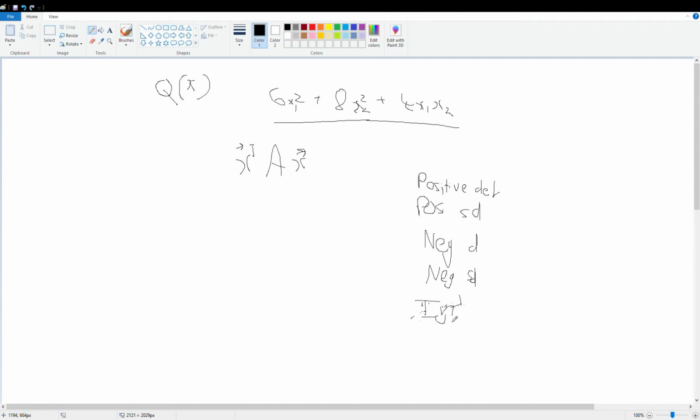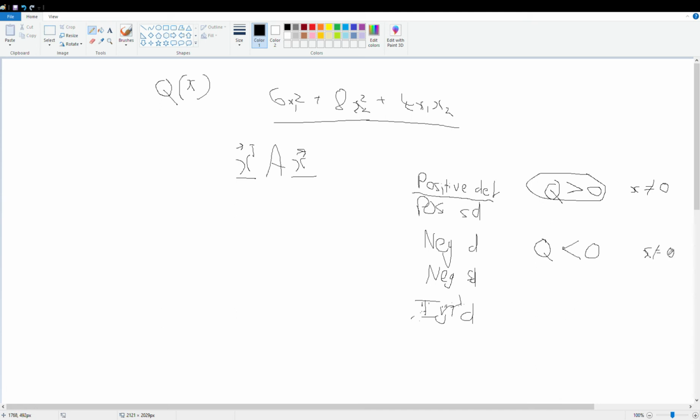So, if a quadratic form is positive definite, it means that q of x is greater than 0, so long as x does not equal 0. Because obviously, if your x vector and your x transpose vector are 0, it's going to equal 0. That's completely inescapable. But assuming those aren't 0, it's positive definite if it's always greater than 0. And it's negative definite if it's always less than 0. Again, for x does not equal 0.